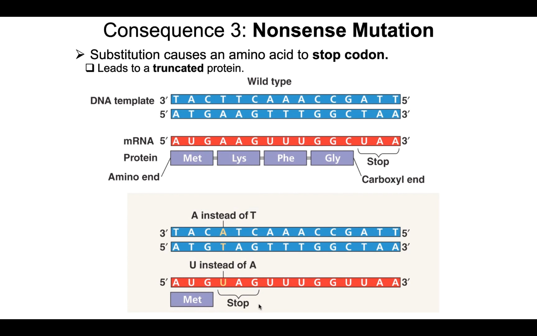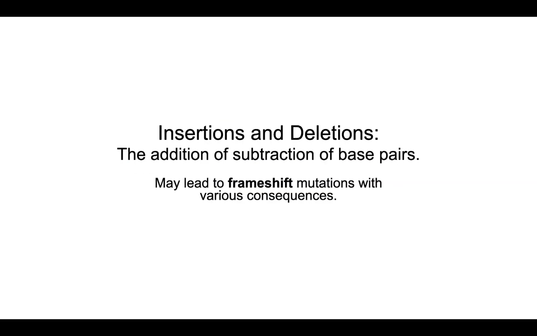The cell doesn't know that that's not a correct stop. The cell doesn't know that, hey, wait a minute, you're supposed to make more amino acids over here. When it hits that stop codon, it stops, it's done. We end up with what's called a truncated protein. That protein is smaller than it should be. All right, those were the possible ramifications of single base pair substitutions.